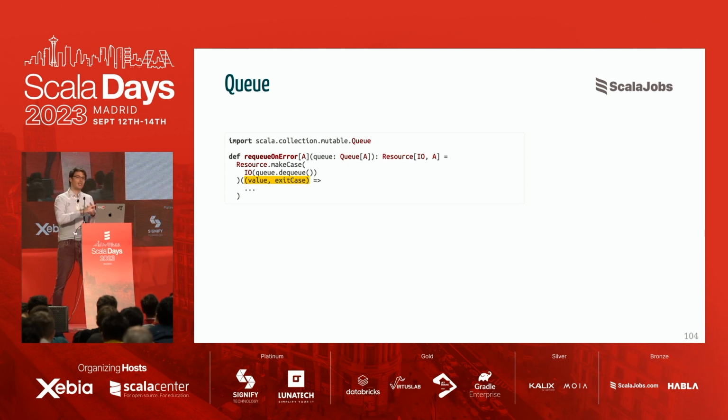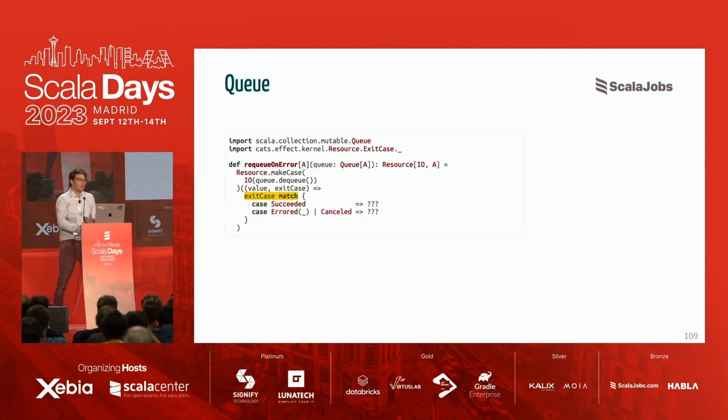The first one is the element we took from the queue. And the second element is called an exit case. An exit case is an enumeration from Cats Effect that has three possible outcomes. It's either succeeded, so it worked, it failed, or it was canceled. And so this just tells you what was the outcome of the processing logic.